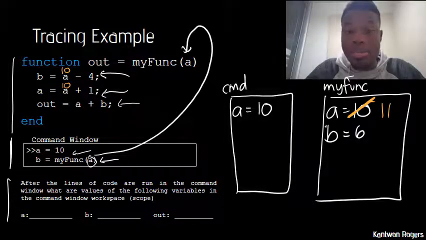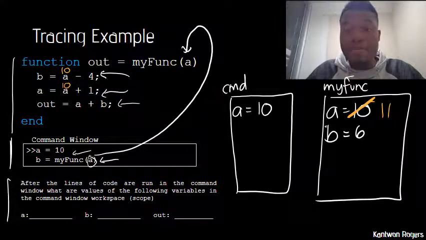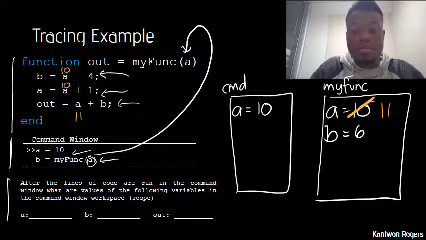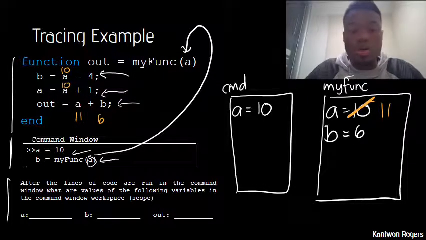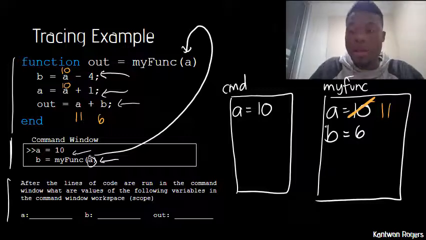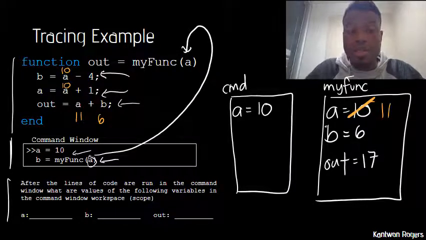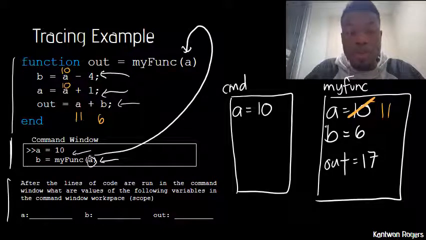In the next line of code, on the right-hand side of our assignment operator, we have a plus b. Our current value of a was just changed, so the current value of a inside of myfunc is 11, and the current value of b inside of myfunc is 6. So we have 11 plus 6, which is 17, and we're assigning that to our variable out. So out is given the value of 17. Okay? So then now we move on to our last step.